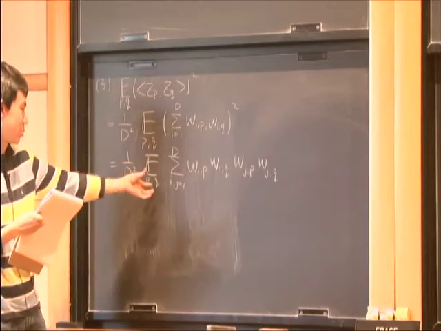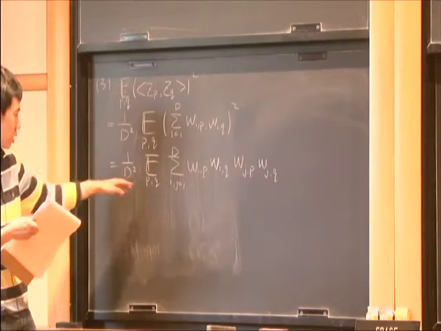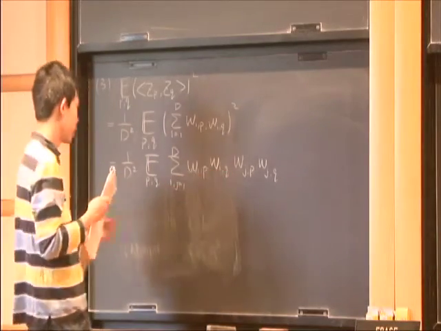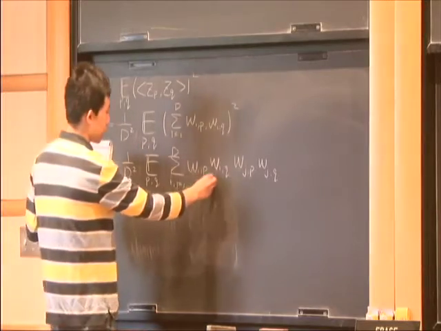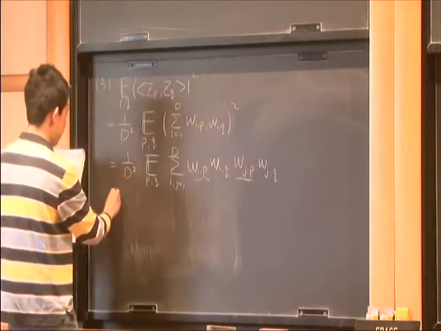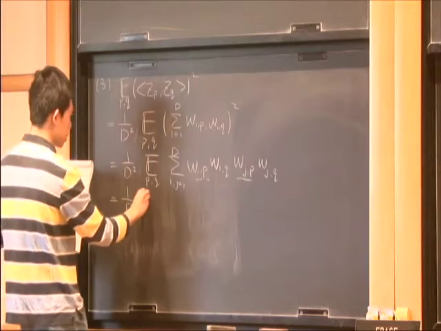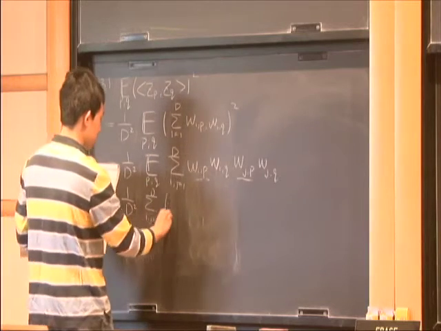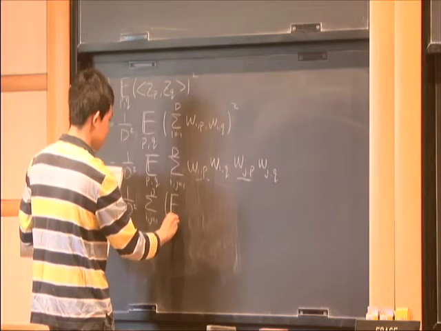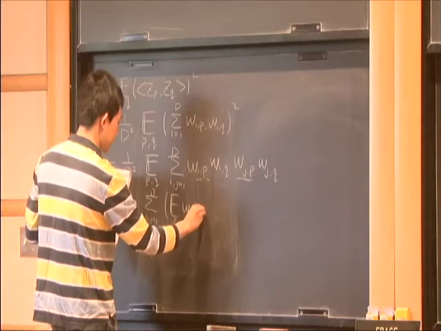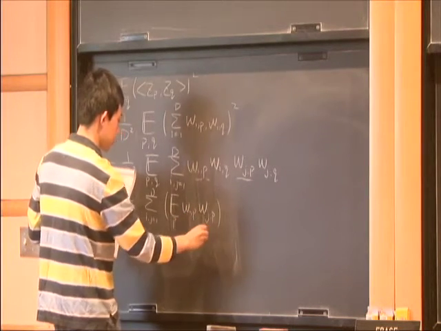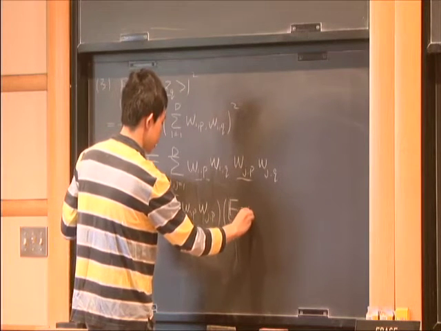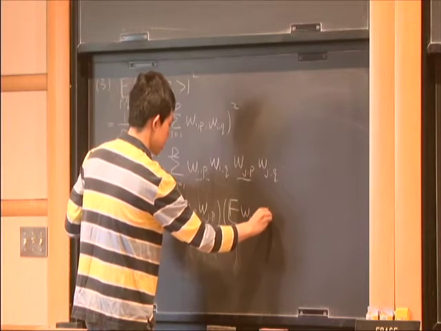Again, you do the trick by switching these two, and notice that P and Q are independent. So you gather all the terms with P and all the terms with Q. So this is 1 over d squared, sum over i, j from 1 to d, expectation over p, w_i(p) w_j(p), expectation over q, w_i(q) w_j(q).